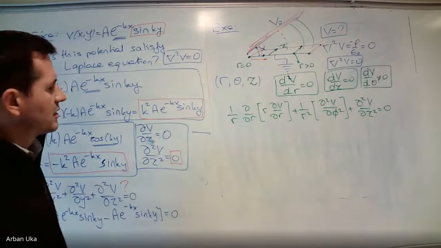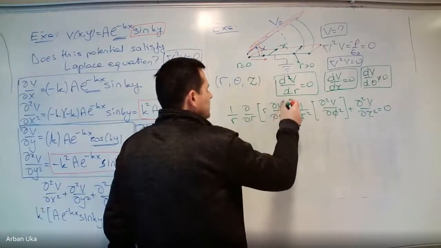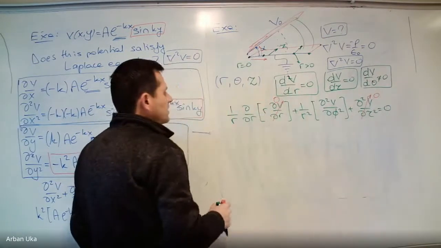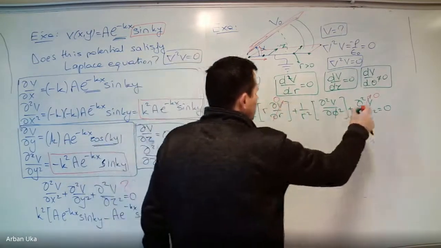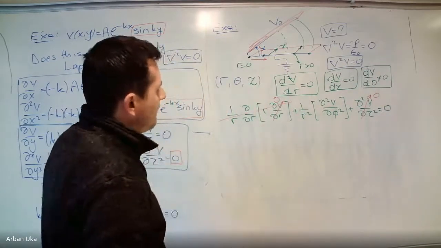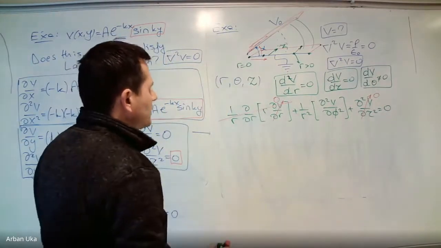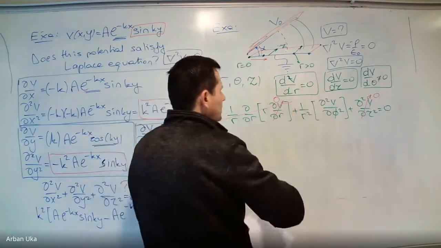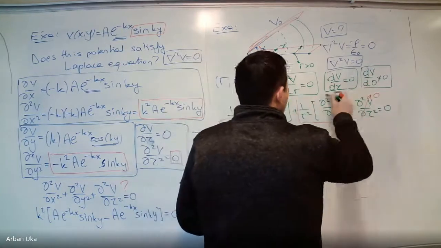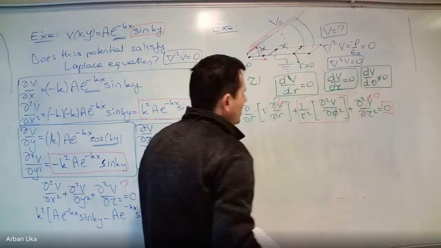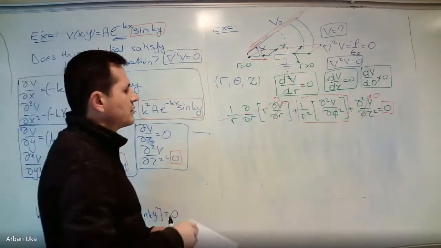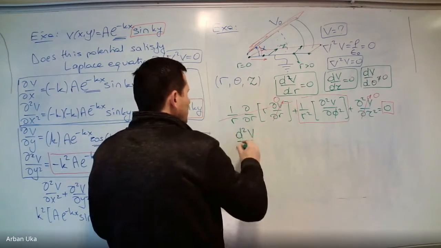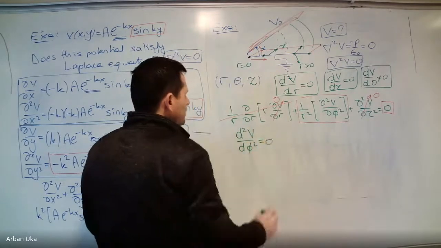Now, when we look at these terms, we said that this is 0, and this with respect to Z is also 0. That means that this whole term is gone, and this is also gone. So we are left only with this term, equal to 0. At this stage, we can multiply both sides of the equation by R squared, and we simply get that the second derivative of the potential with respect to phi is equal to 0.